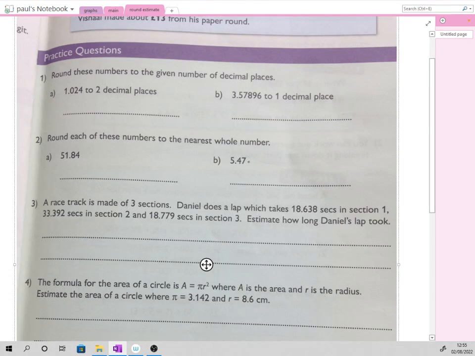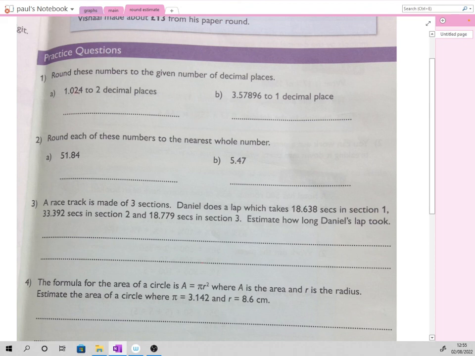Righty right. Let's have a look at some of these. Round these numbers to the given number of decimal places. So we've got 2 decimal places, 1 decimal place. Then we've got rounding to the whole numbers, and then some more involved questions. So have a go at these, pause it, and then come back and see how we did.